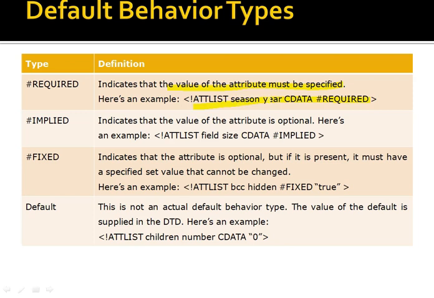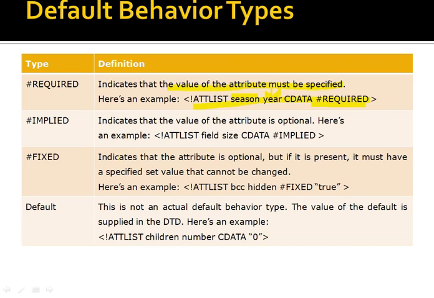season is an element, year is an attribute, and the type of this attribute is CDATA, required, which means it is a must. So when you use the element season, and when you specify the attribute year, the value is required. Implied means it is optional.